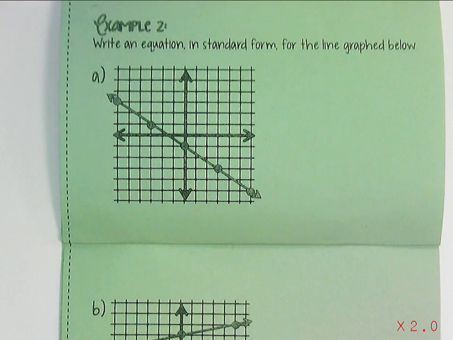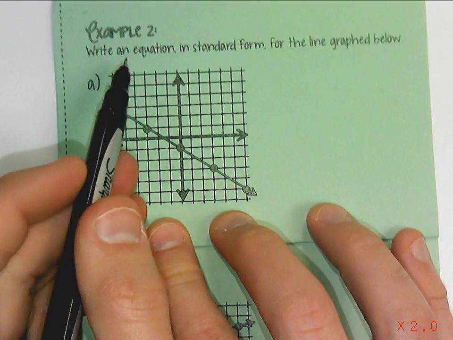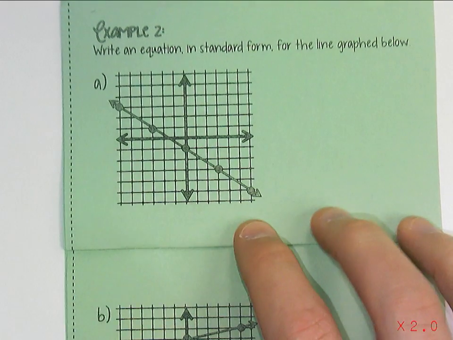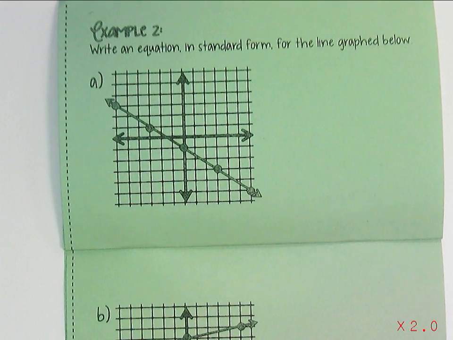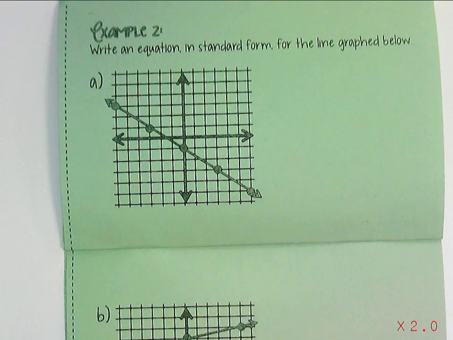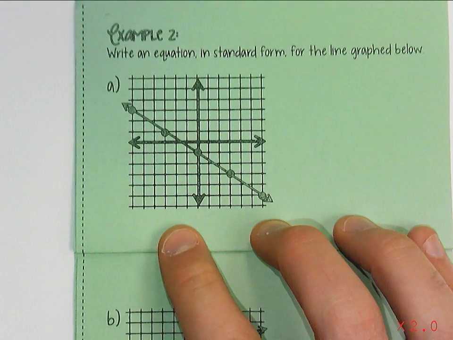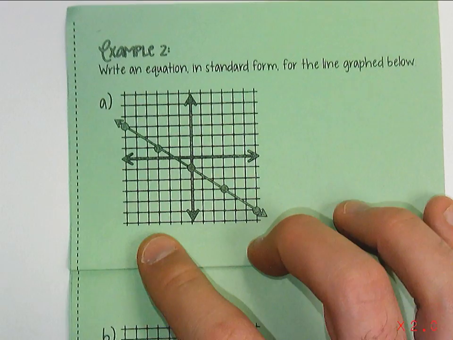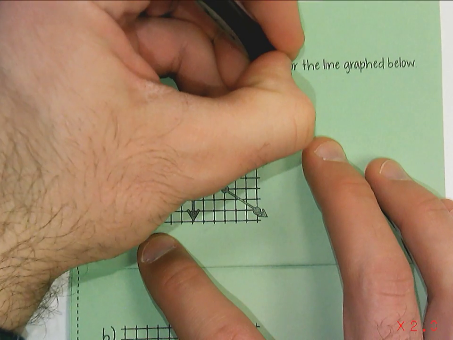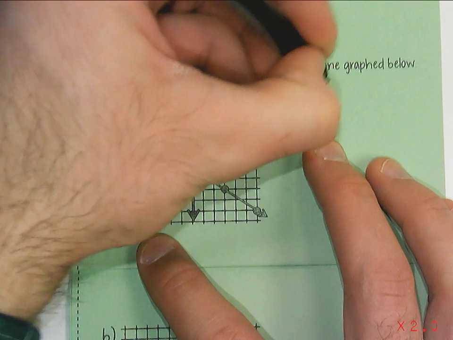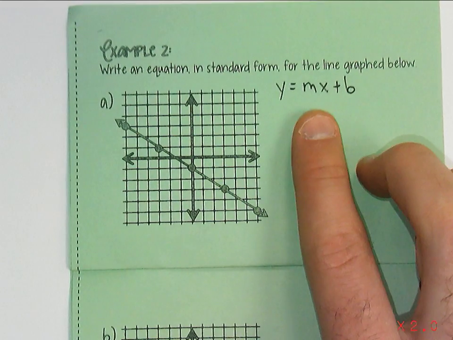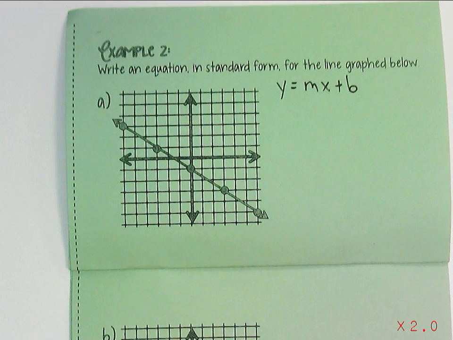Alright, so it says here, write an equation in standard form for the line graphed below. This is going to be exactly like what we were doing previously. We're just going to have an extra step involved. So from this graph, the first thing I'm going to want to do is write this in slope-intercept form. So we want to make this be y equals mx plus b, where we need to find the slope and we need to find the y-intercept.